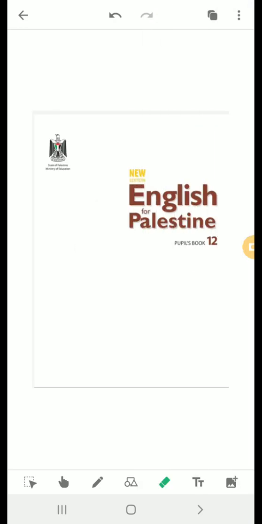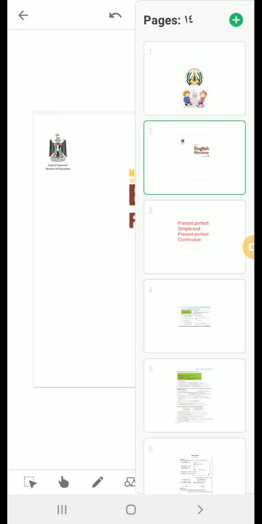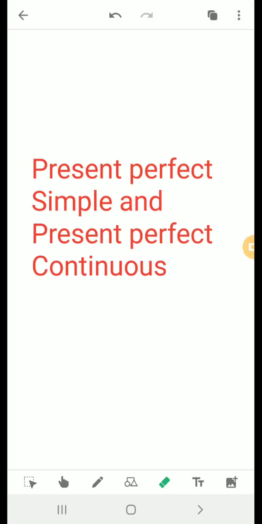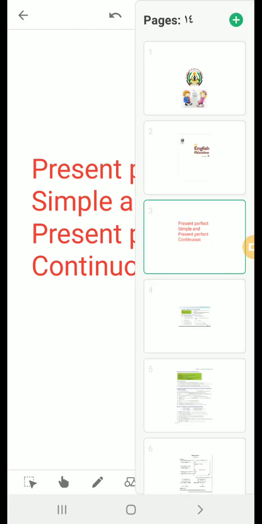Today, inshallah, I want to explain period 4 from unit 1. It's about language, talking about these two tenses, present perfect simple and the present perfect continuous. In this lesson, we want to know how to use the present perfect simple correctly, how to use the present perfect continuous correctly, and to differentiate between these two tenses.